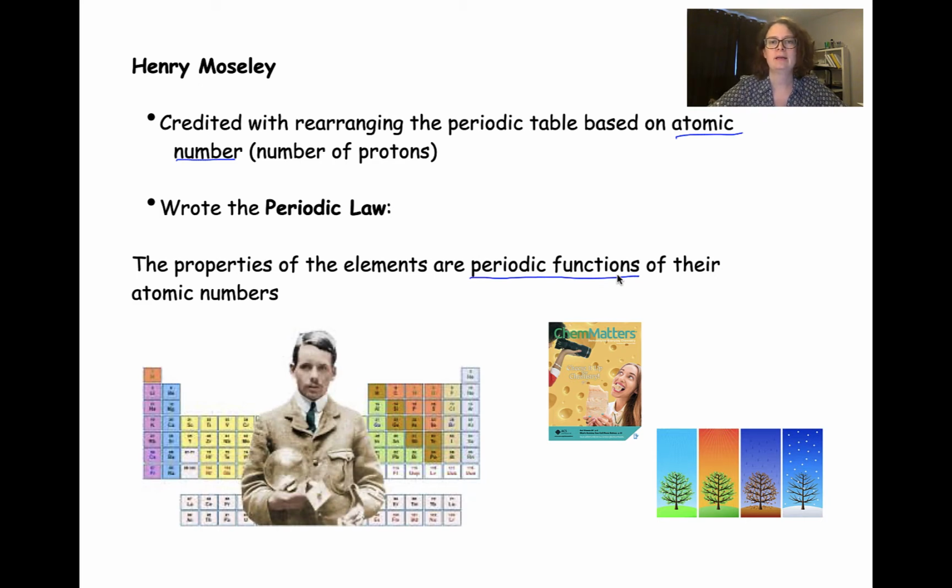So when we talk about things having periodic functions or periodicity, it just means something that happens regularly. So you might have heard of periodicals, which are things like magazines. They're going to come once a week or once a month. Seasons are also periodic, right? We have winter, then spring, then summer, then fall, and it keeps repeating over and over again. And we'll see similar patterns in our periodic table where we'll have trends that repeat as we move across the periodic table in the different rows.